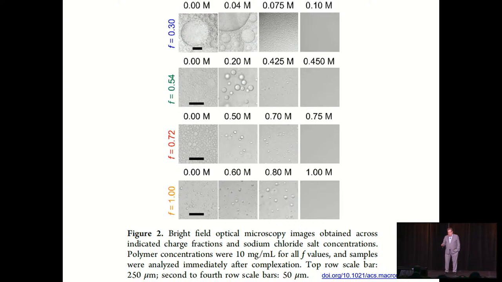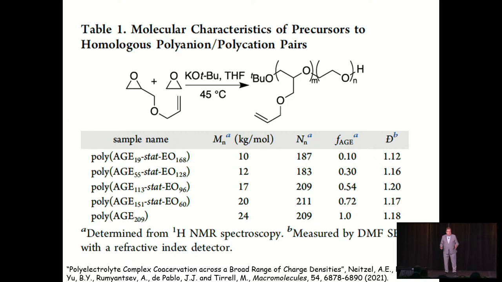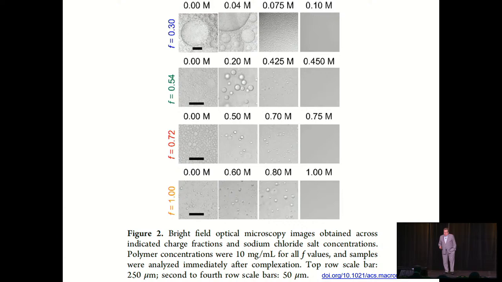One can use that pendant allyl group to attach either a positive or a negatively charged group. It could either be on the negative side sulfonate, or on the positive side ammonium or guanidinium. And these things produce liquid-liquid phase separation too. Although if you go to the most lowly charged thing, and this is salt concentration moving to the right in each of these, the 30% charged is easily disrupted at 100 millimolar salt.